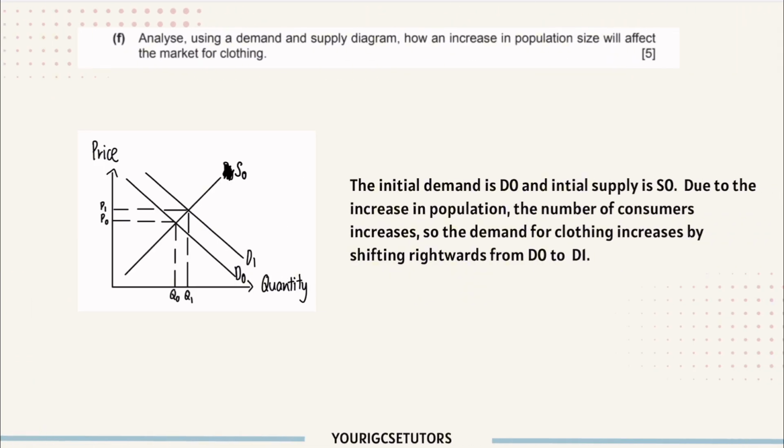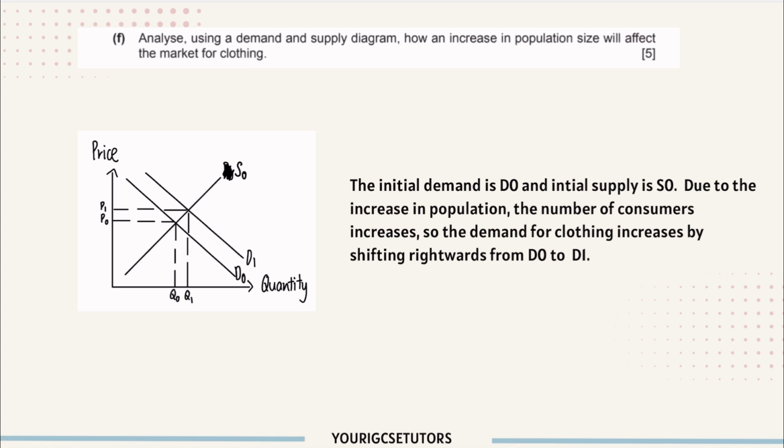Question F. Analyze using a demand and supply diagram how an increase in population size will affect the market for clothing. For this kind of question, use your intuition. Increase in population size means there is an increase in consumers, right? So naturally, the demand for clothing will increase. So what you need to do is to draw a demand and supply diagram where the demand shifts rightwards. So this means demand increases.